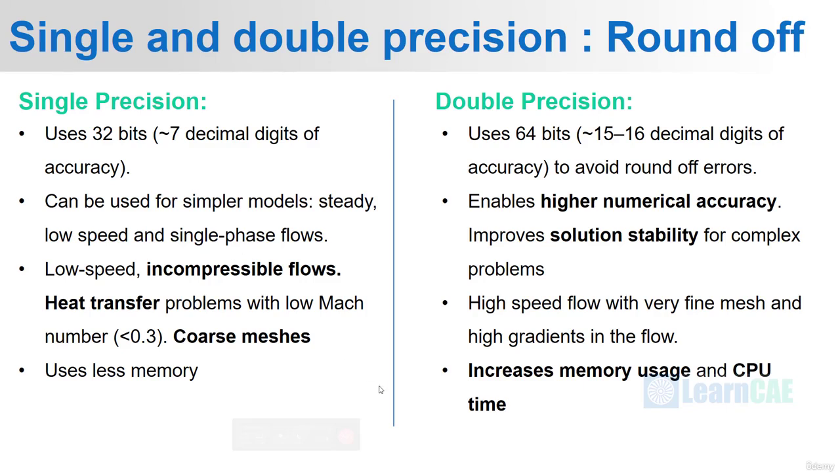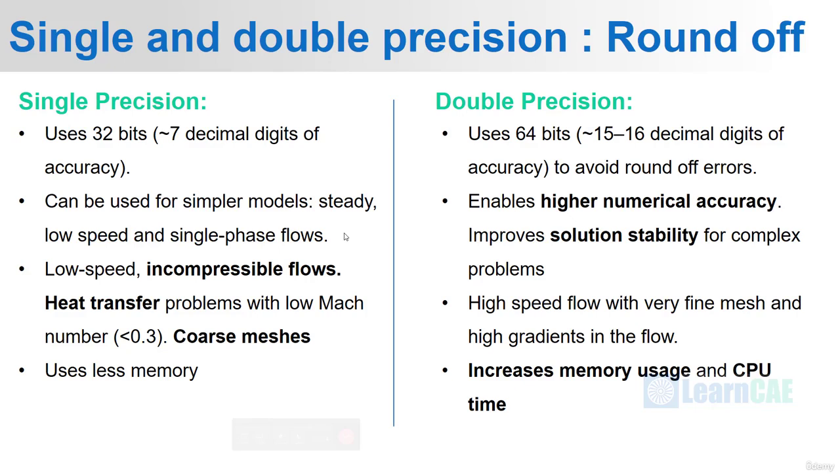Single precision uses 32 bits or approximately 7 decimal digits of accuracy, whereas double precision uses 64 bits, which is around 15 to 16 decimal digits of accuracy. This is commonly used to avoid round-off errors. Single precision can be used for simpler models, steady state flows, low speed and single phase flows, whereas double precision is used for complex flow problems. It enables higher numerical accuracy.